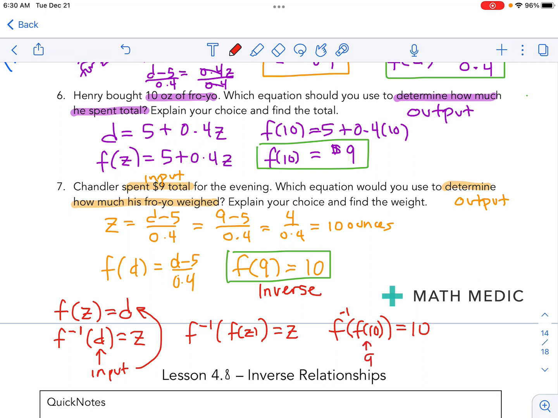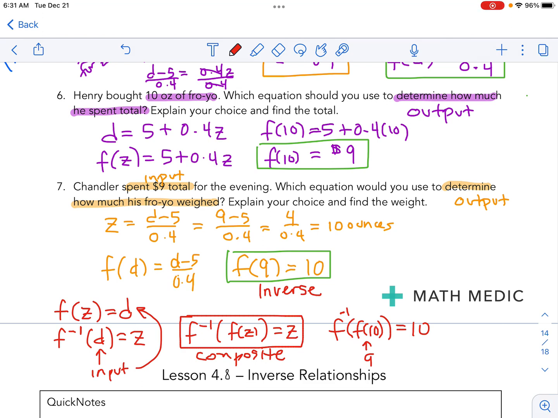Oh, excuse me, then I get 10. So this f of 10 is 9, and the inverse of f of 9 equals 10. So I get back what I started with. I get back the variable I started with, which is kind of a neat phenomenon.